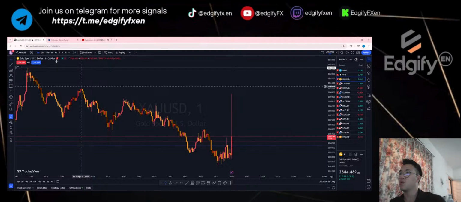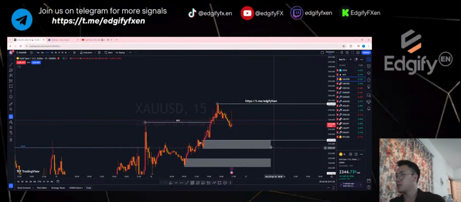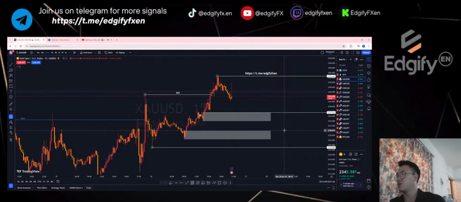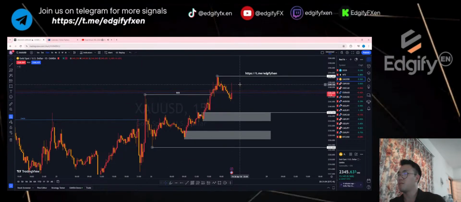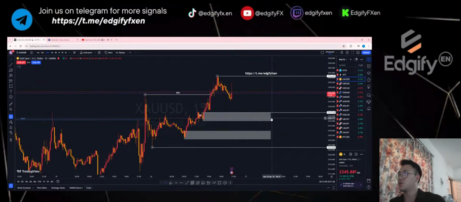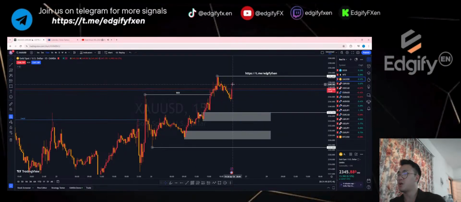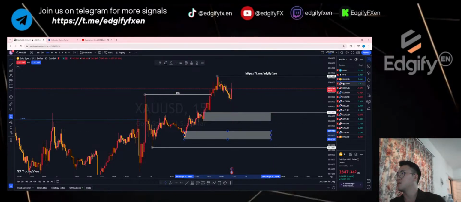So nothing changes on gold. Like I've said, I'm still waiting for a buy at this level and also this level on the 15, because the 15-minute is showing me that the market is going up. So I want to get a trade on the 15-minute here. No changes, even with this news pump, it doesn't make any difference. I'm still looking for buys here and here.